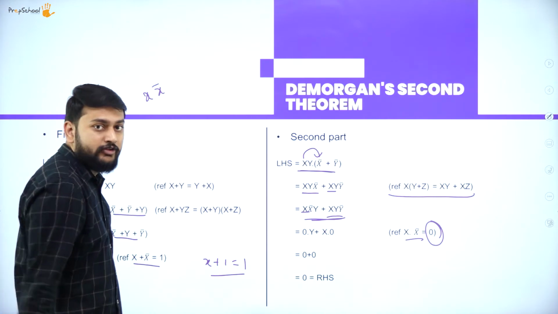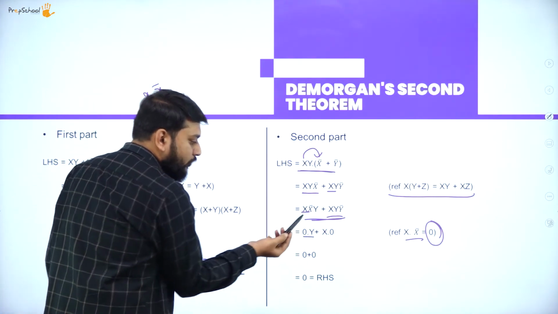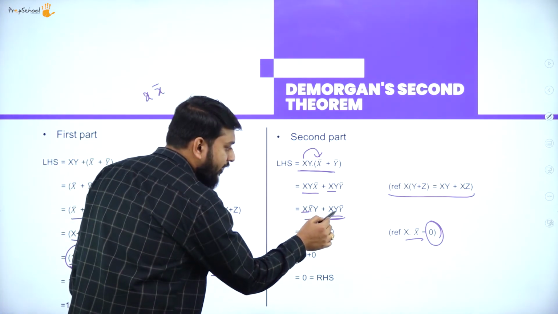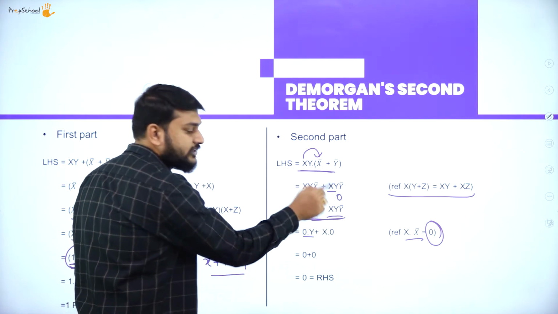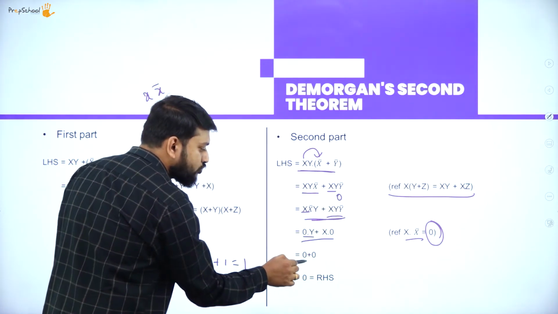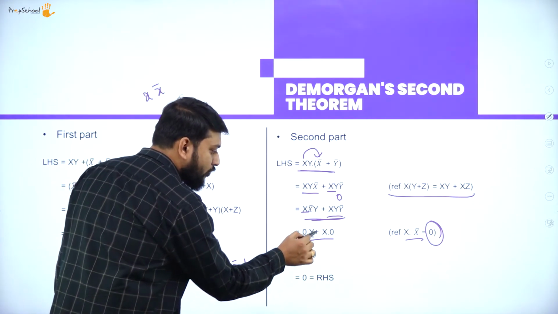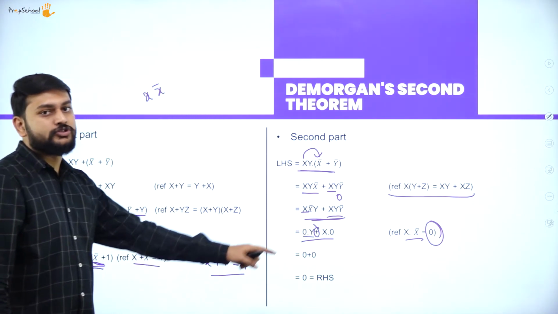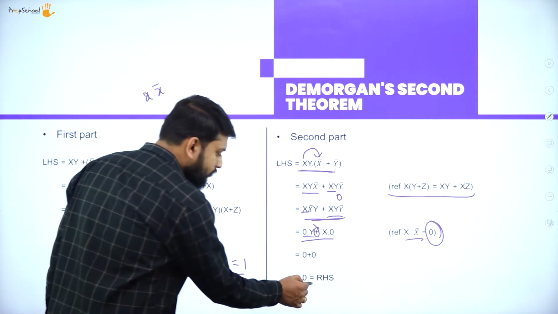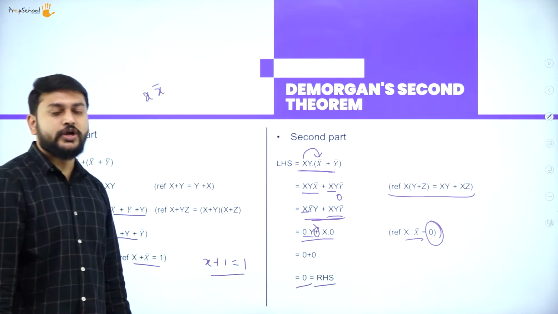So I have 0 into y, so you will get 0. Again you have y into y dash, that is 0. So x into 0, that's what I have written. So 0 into 0 is 0, that's why I have written 0 plus 0. So I have plus here, 0 plus 0. So 0 plus 0 will give you 0. So it is right, so hence it is proved.